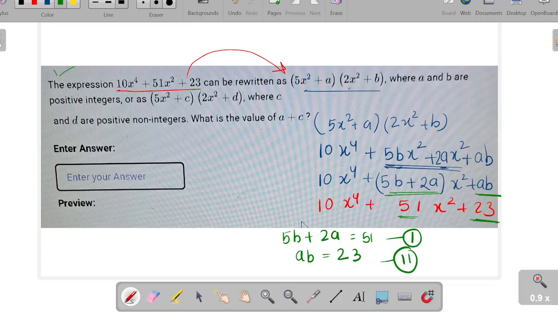Now whenever I get two simultaneous equations, there is no need to solve them manually. Please never solve manually. If there are two unknowns and two equations, always put them directly on Desmos. The only small change you need to make is, instead of a and b, always put x and y. Always remember which variable you are taking as x and which as y. Here I will replace a with x and b with y. So my new equations will be 5y plus 2x equals 51, and x times y equals 23. Now I'll directly put it on Desmos.